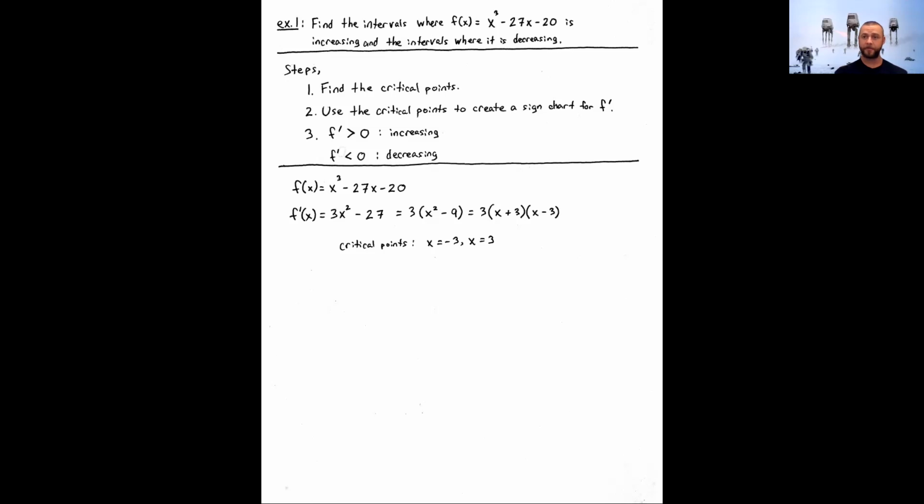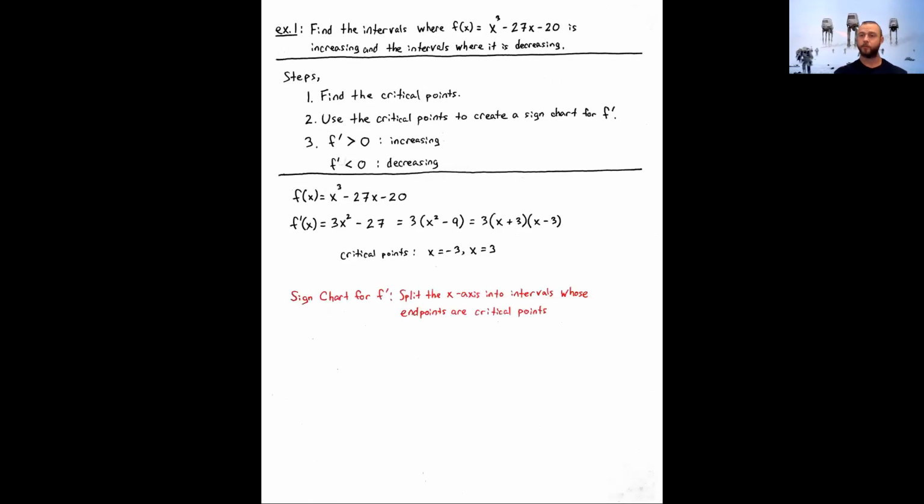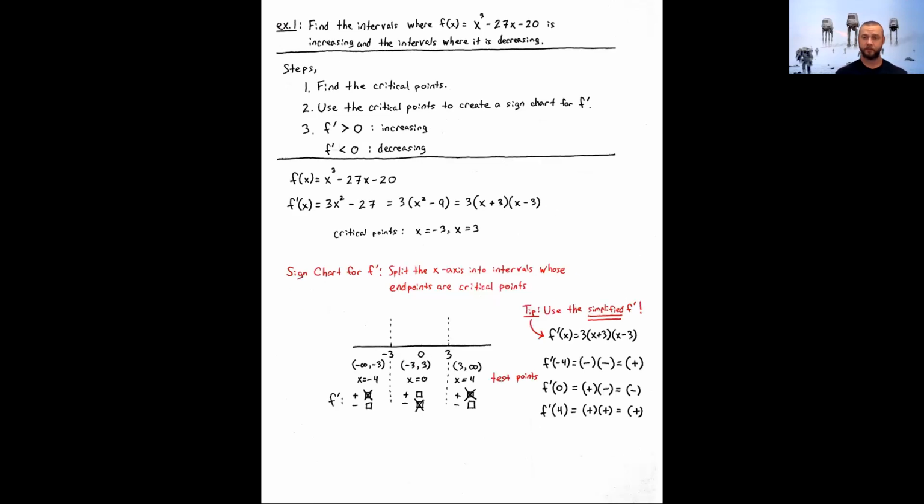All right, at this point, that was all something we learned in a previous lecture. Now comes the new part, the sign chart. Now with our 2 critical points, we're going to split the x-axis into intervals. If we make 2 cuts in the x-axis, we get 3 intervals.